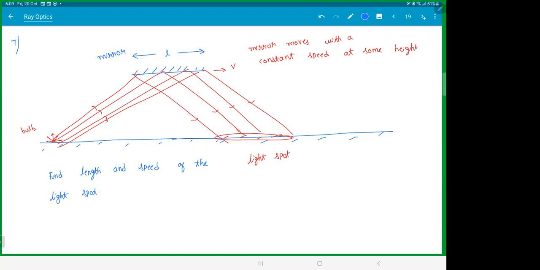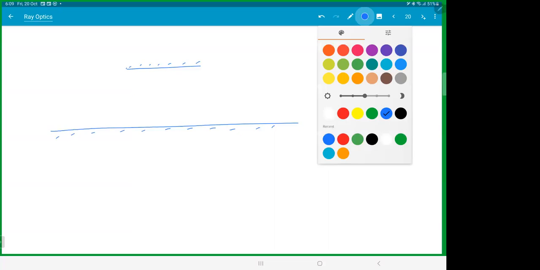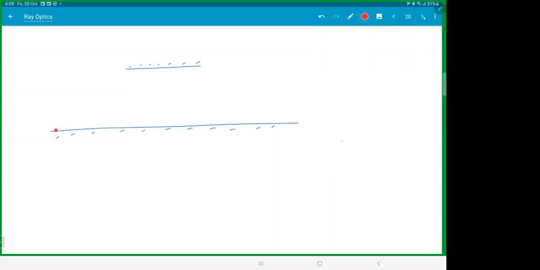Let me help you. Remember this thing: whenever they ask you the length of the light spot, or up to what distance you can see the image, you always take the extremes. So this is the light bulb. I will take a light ray here, and this will go and fall somewhere here. Let's call this point A, and this point A dash. This angle and this angle will be the same. This light ray, which will go and hit this corner, will fall somewhere here. Let's call this B dash, and this is B.